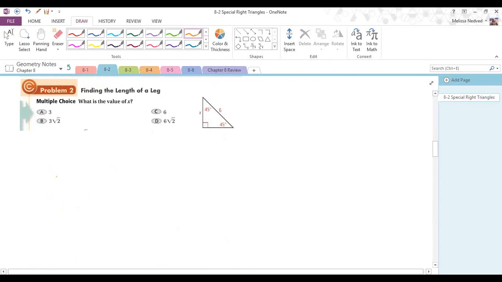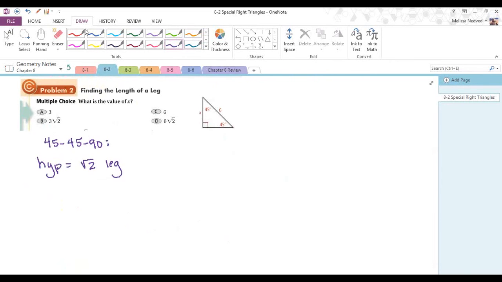find my leg. So I've got a multiple choice problem here and a picture. Notice I've got an isosceles right triangle, got those two 45-degree angles. So right off the bat, I'm going to do the same thing I've done so far every time, 45, 45, 90, which tells me that my hypotenuse is equal to the square root of 2 times the leg.